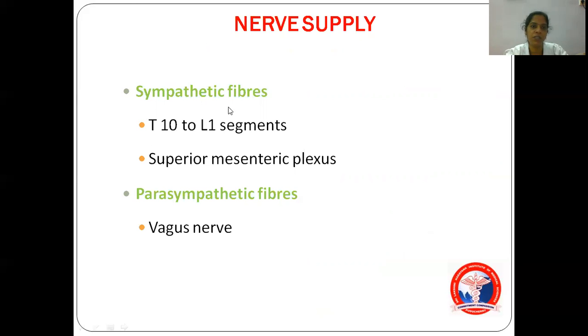Now you can see the sympathetic fibers, they arise from T10 to L1 spinal segments. They form the superior mesenteric plexus and it supplies the cecum. Parasympathetic fibers, as you know, come from the vagus nerve. Most of the organs in the abdominal cavity are innervated by the vagus nerve. So nerve supply is by the autonomic nervous system: sympathetic fibers from T10 to L1 segments, parasympathetic fibers from the vagus nerve. So this is the nerve supply for the cecum.